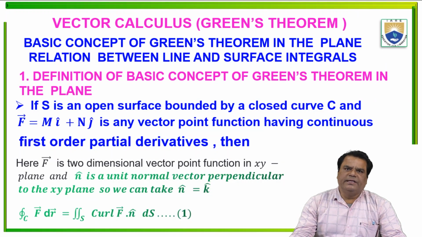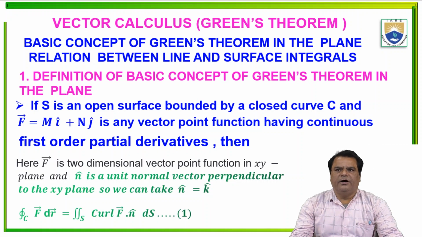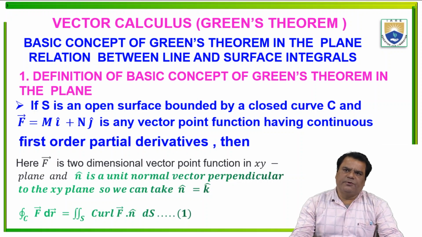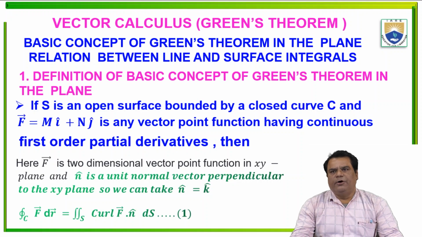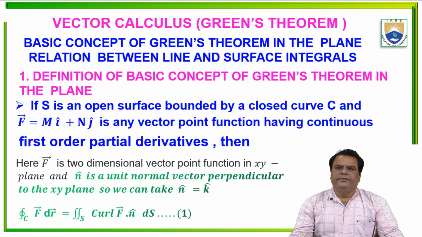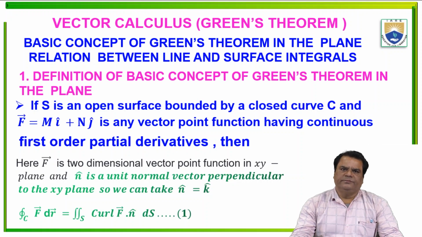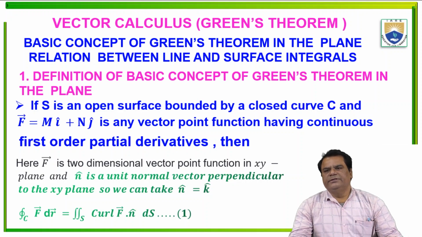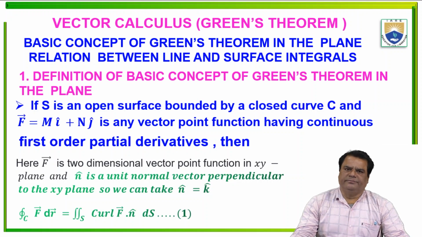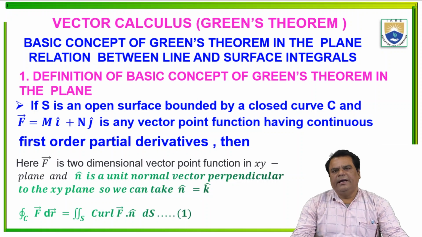Basic concept of Green Theorem in the plane: the relation between line and surface integral, or we can say area integral. Definition: if S is an open surface bounded by a closed curve C, and any vector point function is given in the plane, that is two-dimensional, F equal to M i unit vector plus N j vector. It means this point function is given only in the xy plane, because only two vectors are working here, the i unit vector along the x axis and the j unit vector along the y axis.